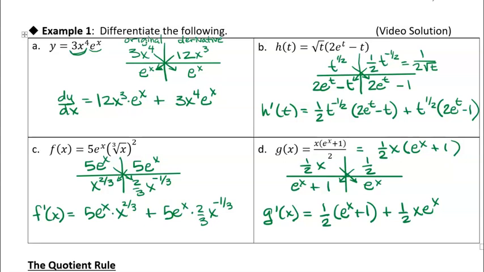So you just need to practice that. And the next thing we're going to talk about is the quotient rule, which is what you need to use when you have the quotient of two functions, when you're trying to find the derivative of a quotient of two functions. All right, so I'll see you in the next video.